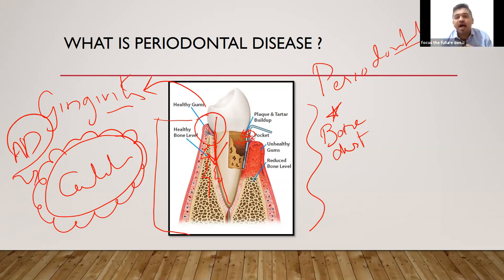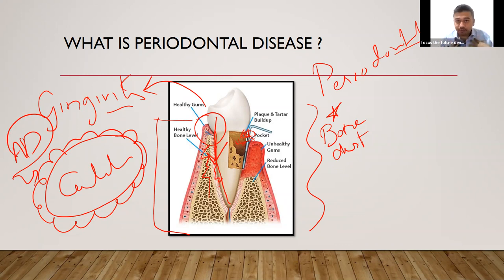Now, what does this plaque contain? The plaque contains properly structured different types of bacteria. Lots of bacteria inside the plaque. Now, this bacteria will release certain enzymes on its own, and it will cause our host cells to release certain enzymes or certain factors. Together, they cause destruction of your periodontal tissues.